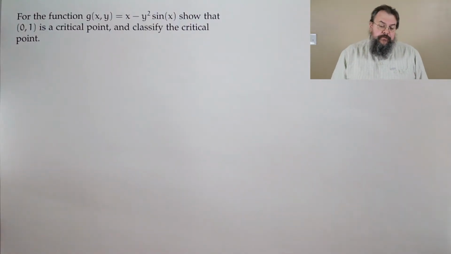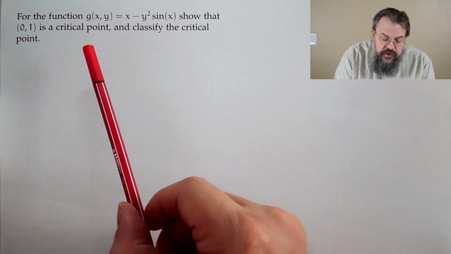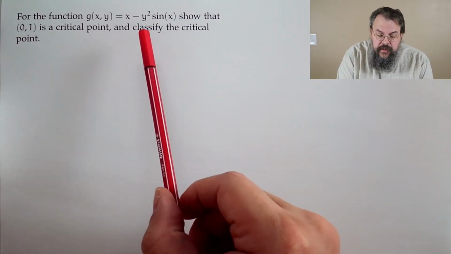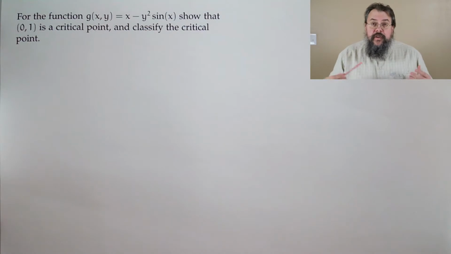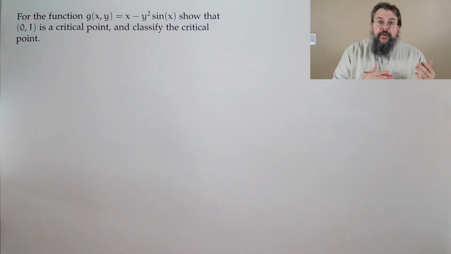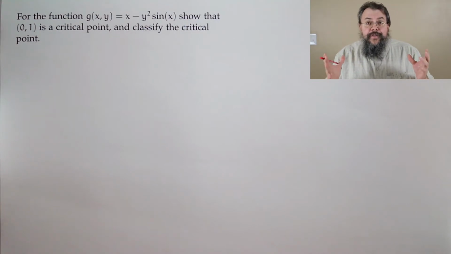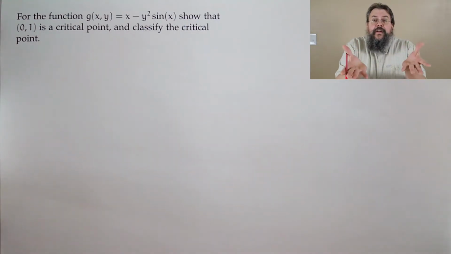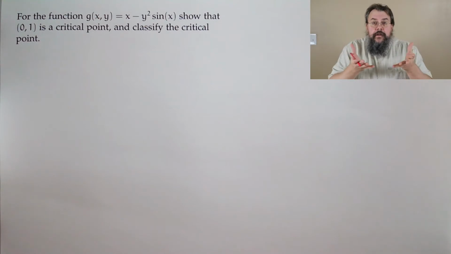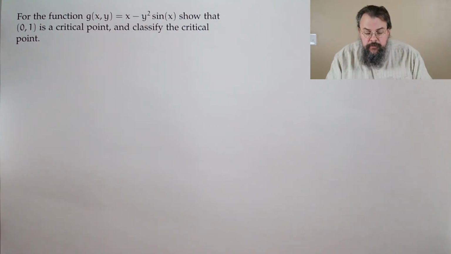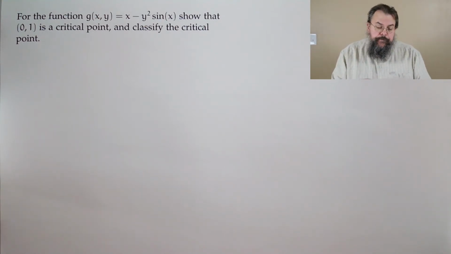Our first problem, for the function g of x y, which is x minus y squared times sine of x, show that (0, 1) is a critical point and classify the critical point. So here we don't have to find it. They handed it to us on a nice platter. It's like, look, here it is. All right, well, let's take a look.